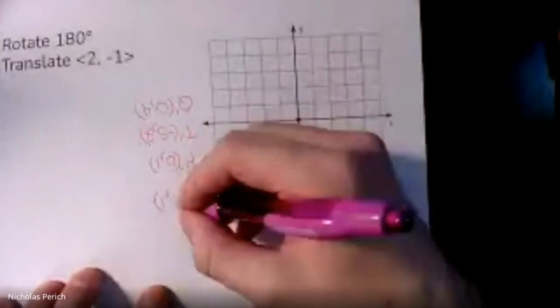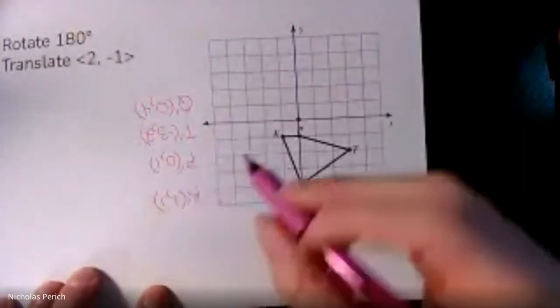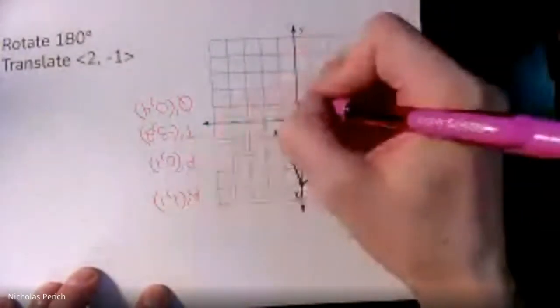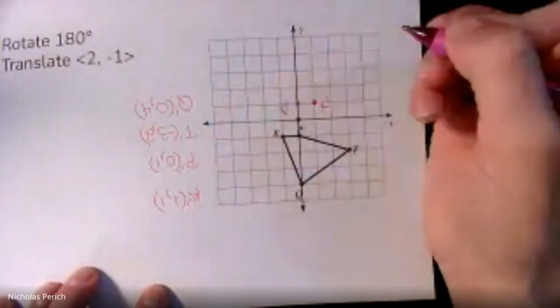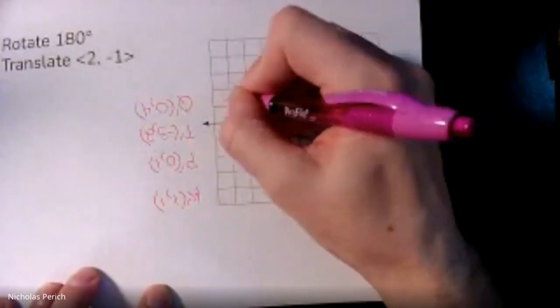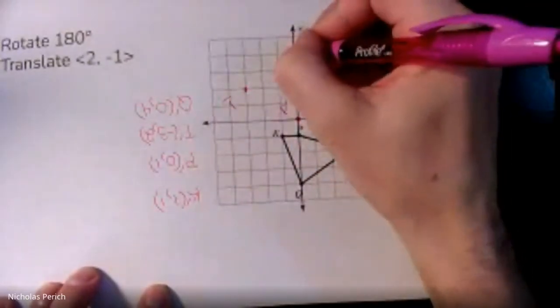All right. K prime, as you can see, upside down, was 1, 1. P was 0, 1. T was -3, up 2. And Q prime.